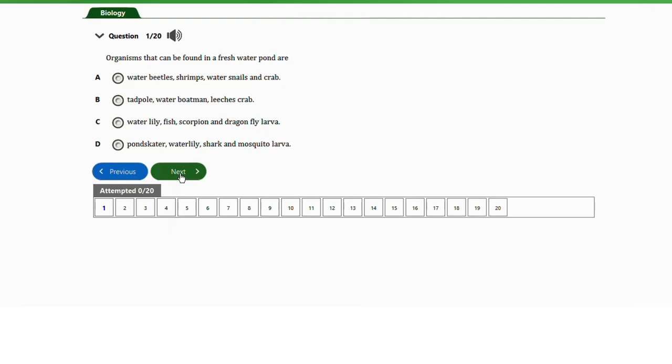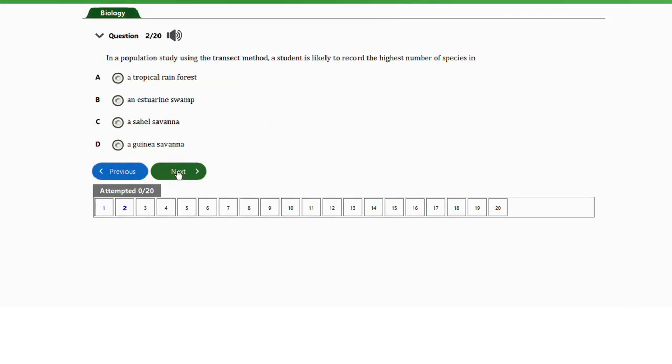So the answer to this question is option B. Tadpoles, boatman, and leeches are all organisms that can be found in a freshwater pond. Let's take note that crabs can be found in both freshwater and salt water. Although mostly crabs are found in salt water, there are also freshwater crabs. So option B is the correct answer to this question. Let's look at the next question.